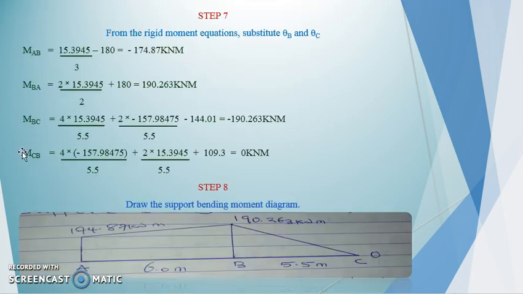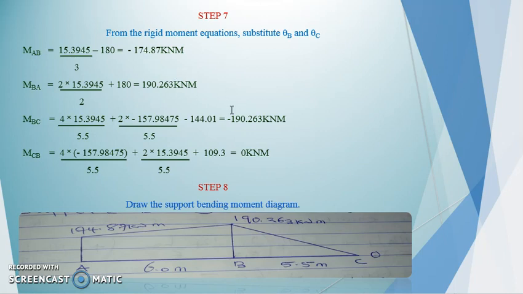Now after that, since you've gotten your theta B and theta C, substitute it into the rigid moment equations, you will get M sub AB, which is moment occurring at point A to B, will give you minus 174.87 kilonewton meter, and that MBA will give you 190.263 kilonewton meter, and MCB will give you minus 190.263 kilonewton meter.